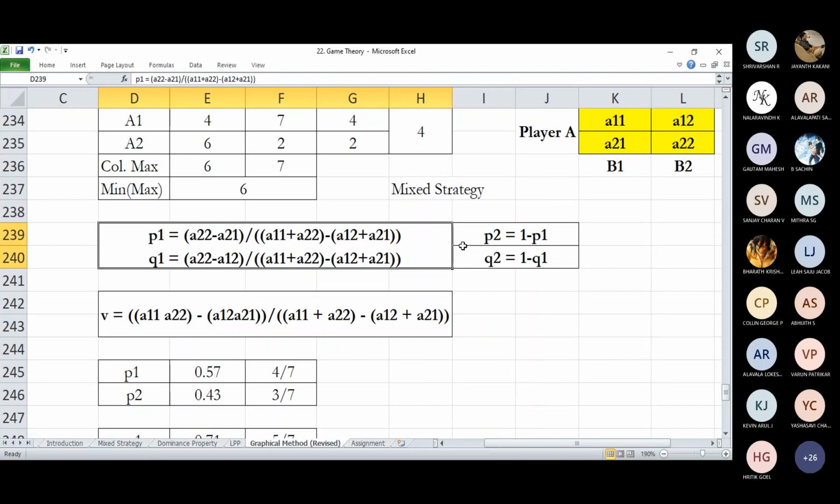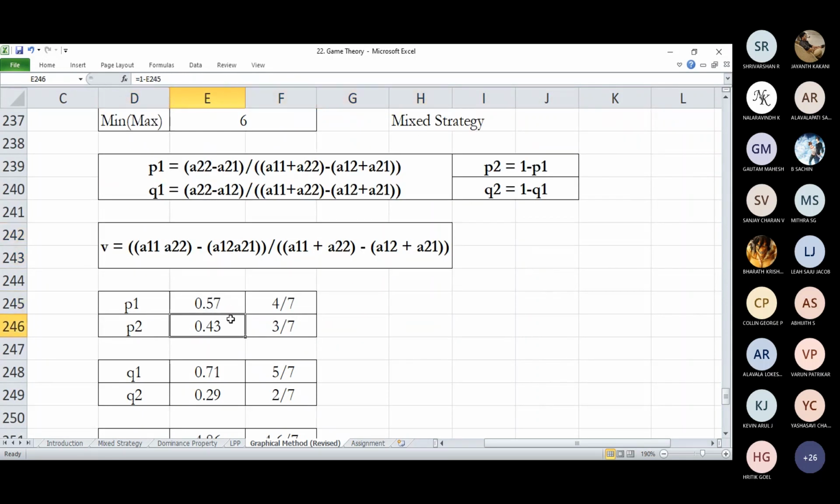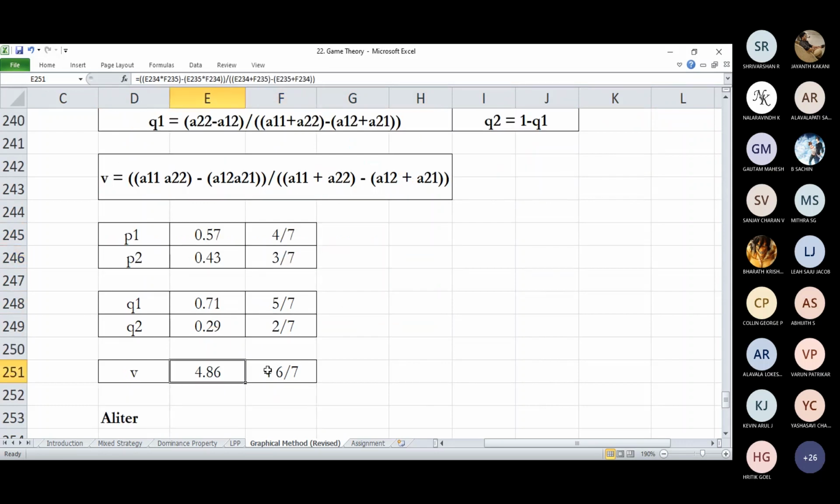When you find P1, 1 minus P1 is P2, then Q1, and 1 minus Q1 is Q2, then the value of the game is the problem. And this is in terms of decimal, and this is in terms of fraction, right? So this is our value of the game, right?